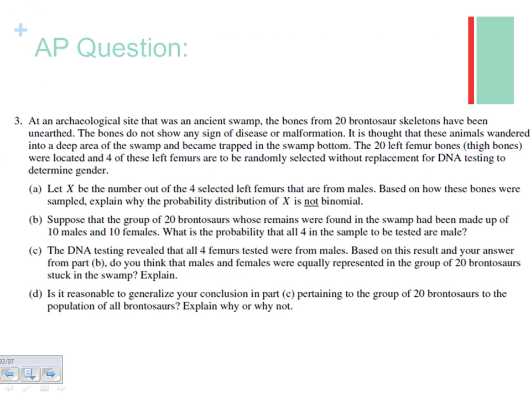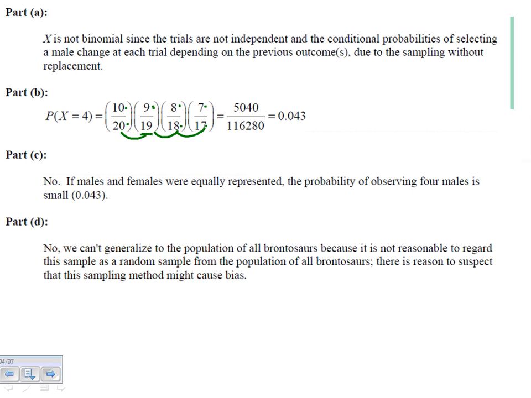D, is it reasonable to generalize your conclusions in part C pertaining to the group of 20 brontosaurs to the population of all brontosaurs? Explain why or why not. It says no, we can't generalize to the population of all brontosaurs because it's not reasonable to regard this sample as a random sample from the population of all brontosaurs. There is a reason to suspect that this sampling method might cause bias. All right.